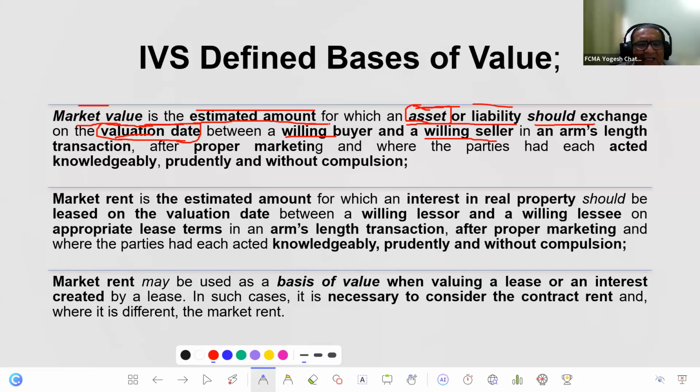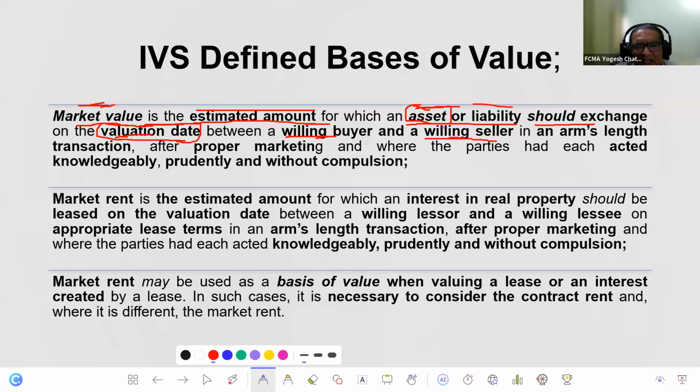If you are interested to learn more about market value, I suggest, if you have not already gone through it, kindly go through the guidance provided under IVS 104. There you will get the meaning of each of these words: what is the meaning of estimated amount, what is the meaning of should exchange, what is the meaning of valuation date, what is the meaning of willing buyer and willing seller. All that guidance you will get from IVS 104.